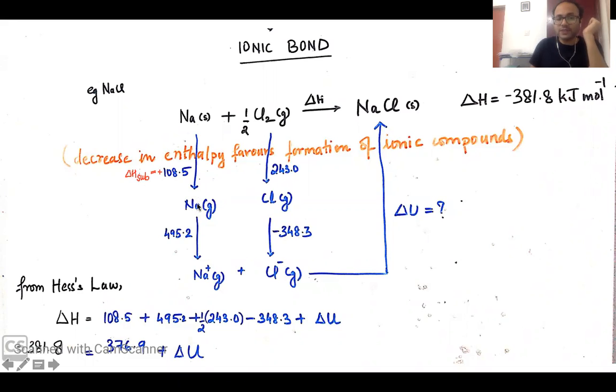The next step is conversion of gaseous sodium into gaseous sodium positive. That means you have ionization energy happening. You require energy to remove the valence electron from elemental sodium to form sodium positive. That requires energy, and that's why it's an endothermic process. So we have reached the ultimate aim, that is gaseous sodium positive.